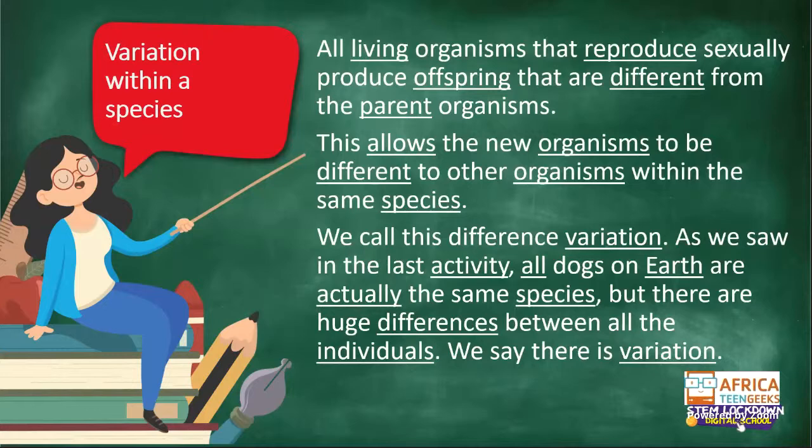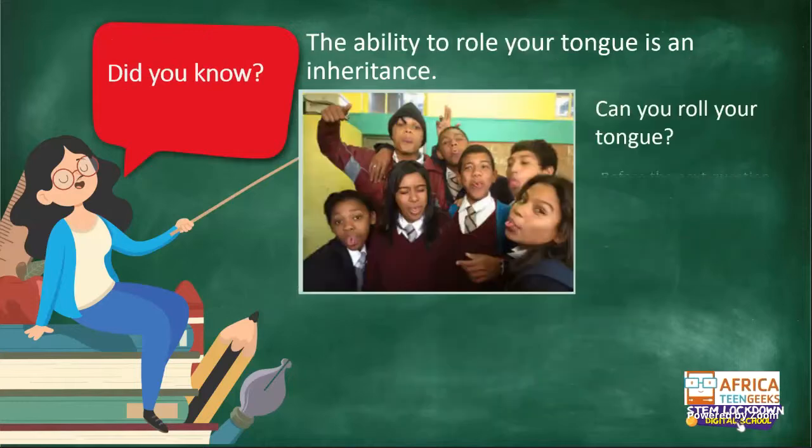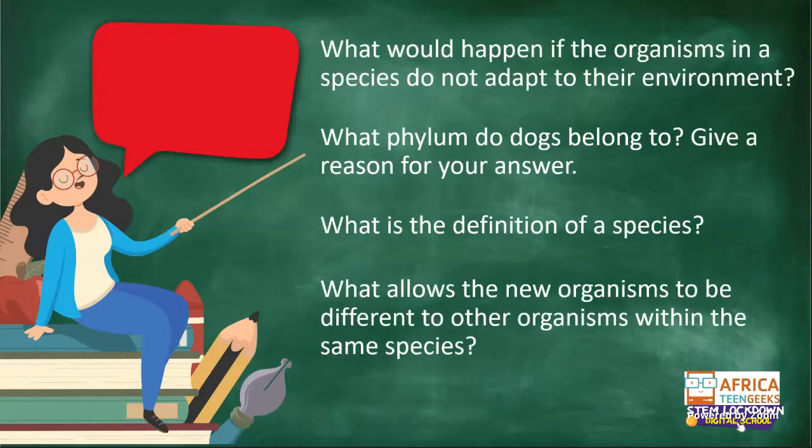Because they can have the same parents but different body shape. There, that's very close to the right answer. There, right at the top. We only have 2 minutes left, so I'm quickly going to read that to you and then say goodbye. All living organisms that reproduce sexually. So it's the way in which they reproduce that is causing that last thing. What allows the new organisms to be different to other organisms within the same species is because they reproduce sexually, meaning there are male cells and female cells that fuse or join together to create the new offspring.